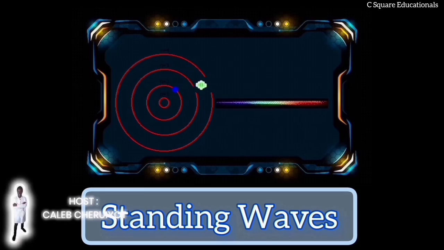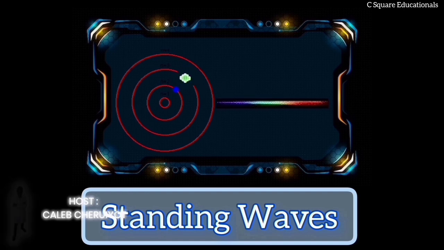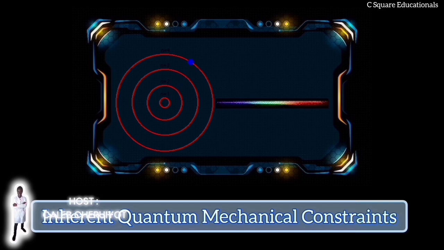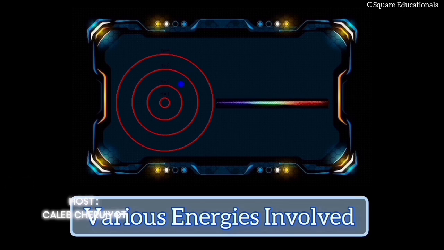Future advances in quantum mechanics would continue refining this model, but the fundamental point remains unchanged. An electron cannot approach the nucleus any closer due to its inherent quantum mechanical constraints, which prevent it from occupying a smaller space. However, there is an entirely different approach to understanding this situation that does not rely on quantum mechanics at all. Instead, it considers the various energies involved.